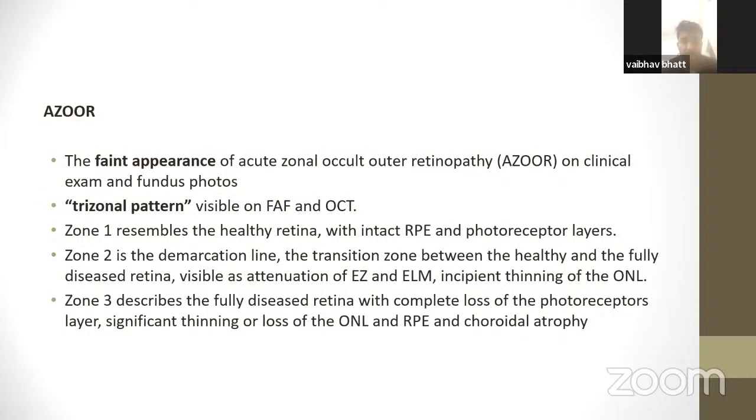Now we'll talk about AZOOR, the acute zonal occult outer retinopathy, which has a very faint appearance on clinical exam and fundus photo. Basically, it has a trizonal pattern which is visible on autofluorescence and OCT. Zone 1 resembles the healthy retina with intact RPE and photoreceptor layer. Zone 2 is the demarcation line, the transition zone between the healthy and the fully diseased retina, visible as attenuation of EZ and ELM, with incipient thinning of the outer nuclear layer. Zone 3 describes the fully diseased retina with complete loss of photoreceptor layer, significant thinning or loss of the outer nuclear layer, and RPE and choroidal atrophy.